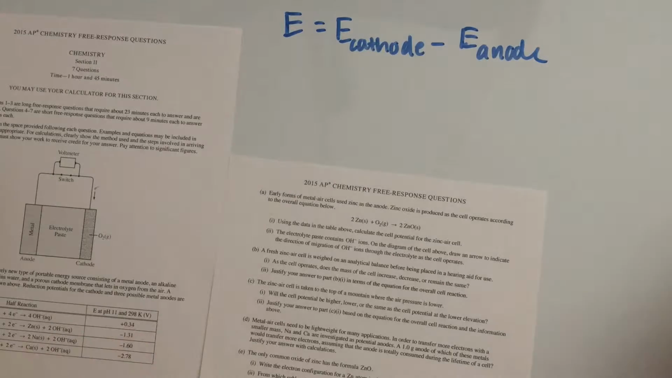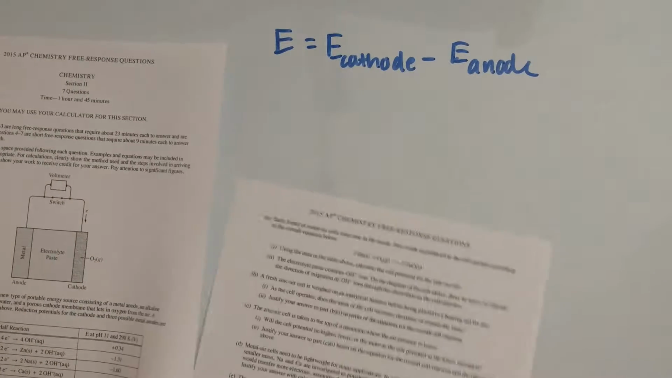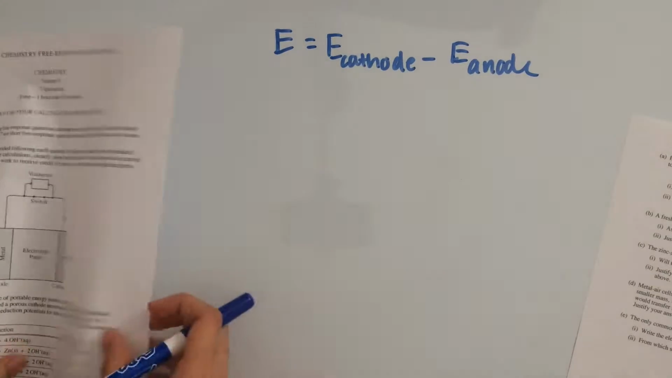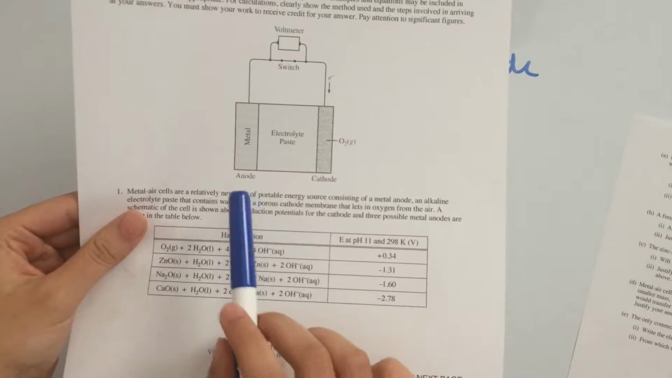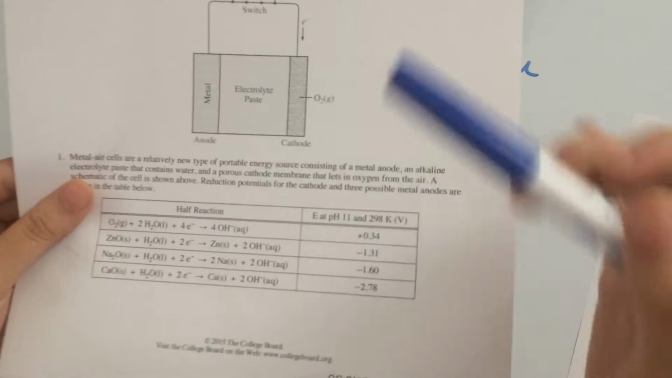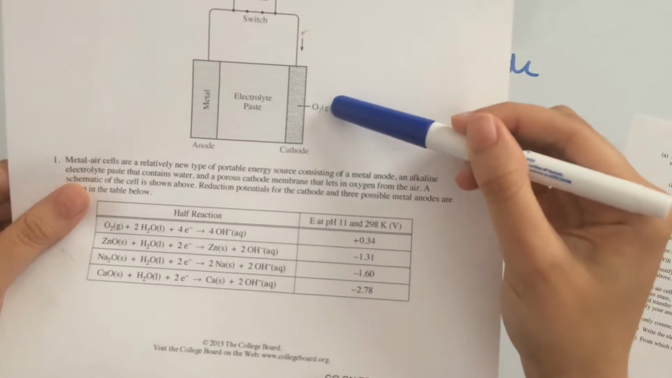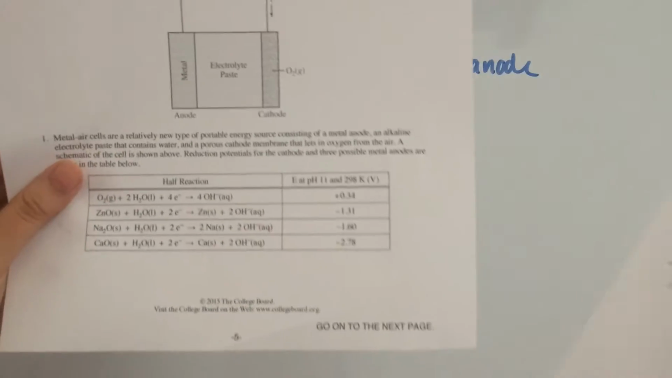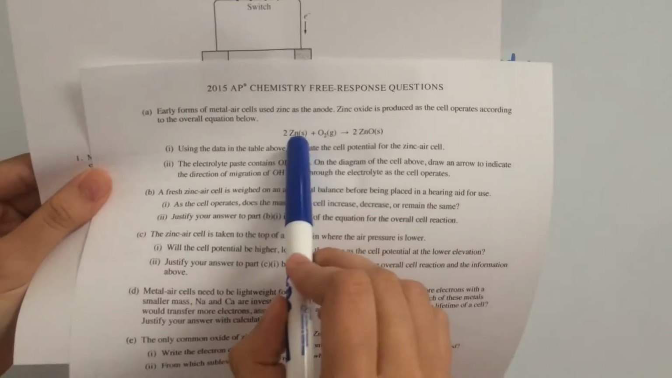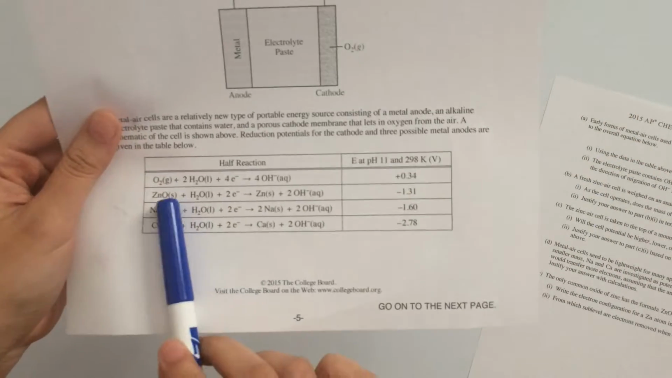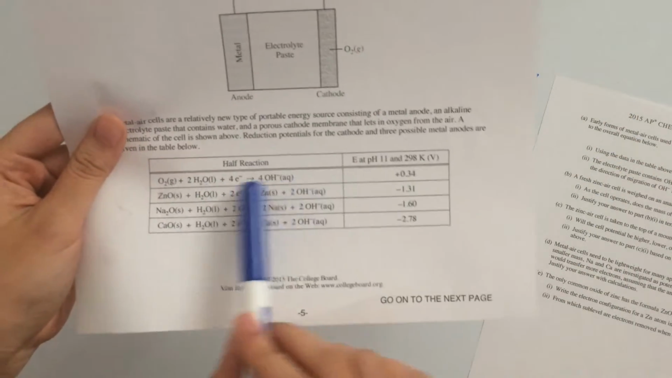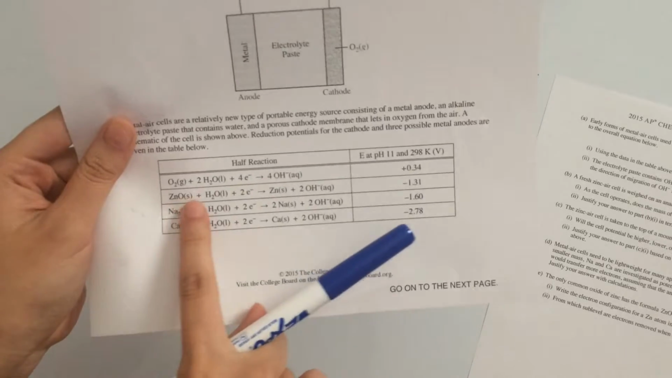Okay, now to effectively use this, we have to go back and look at our cell and see which things are at the cathode and the anode. So it already points out to us that oxygen is at the cathode. And what else do we need? We need zinc. So we have the oxygen part at the cathode, and all we need is zinc. So I'm going over here, and I see the reaction for zinc, which is the second one. So zinc must be at the anode.